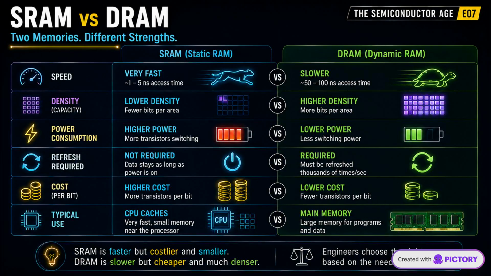SRAM and DRAM demonstrate an important engineering trade-off. SRAM is faster but requires more space and costs more per bit. DRAM is slower but far denser and more economical. Neither is universally better. Engineers choose between them depending on the required balance of speed, capacity, power, and cost.